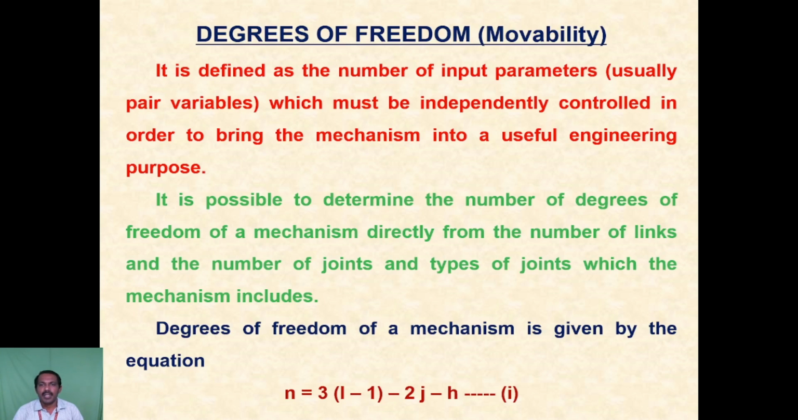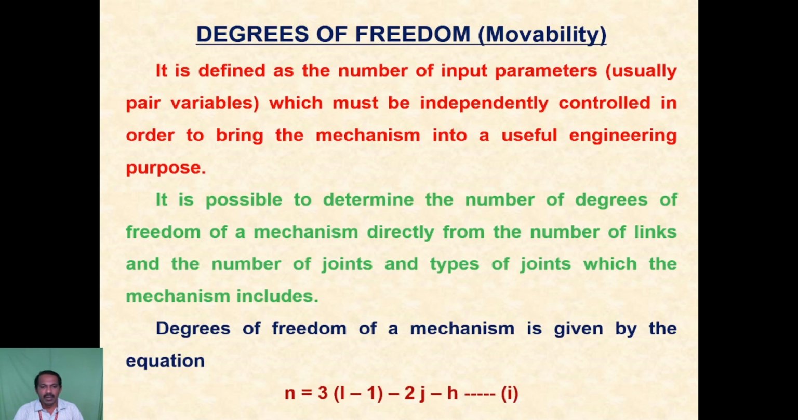Which must be independently controlled in order to bring the mechanism into a useful engineering purpose. It is possible to determine the number of degrees of freedom of the mechanism directly from the number of links, and the number and type of joints which the mechanism includes. So to find the degree of freedom, you need the number of links, the number of joints, and the type.